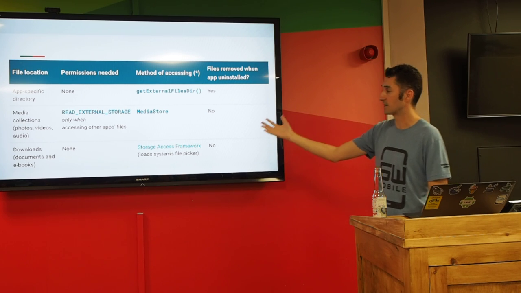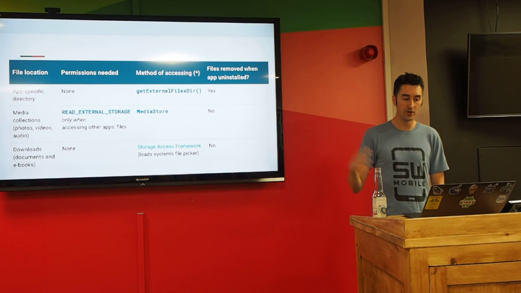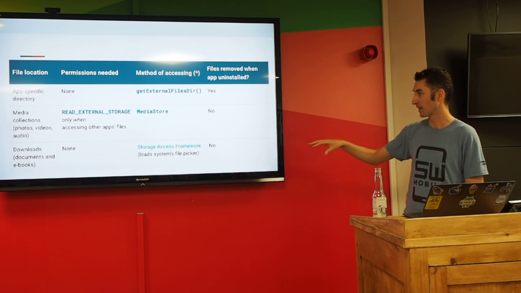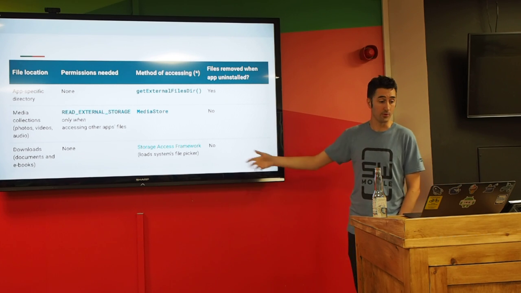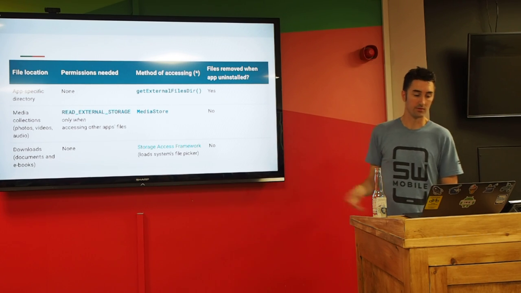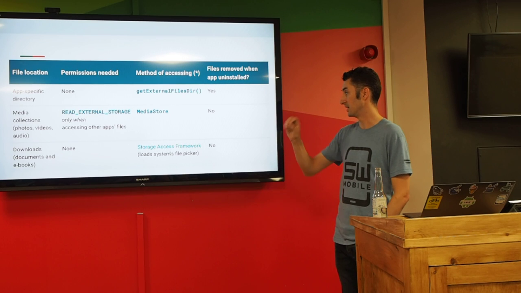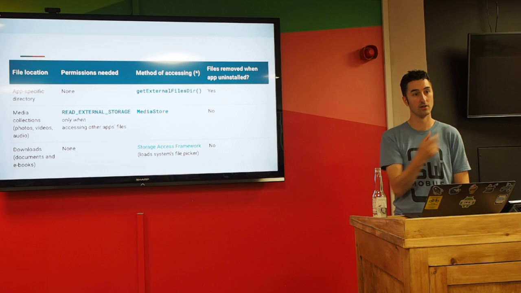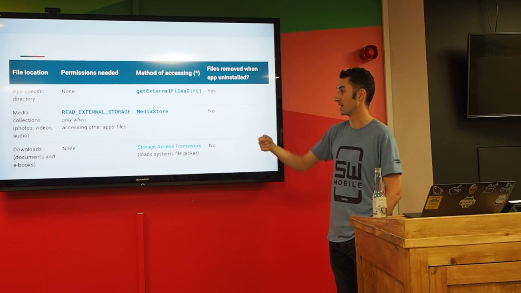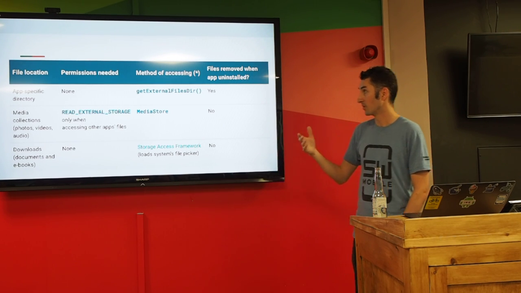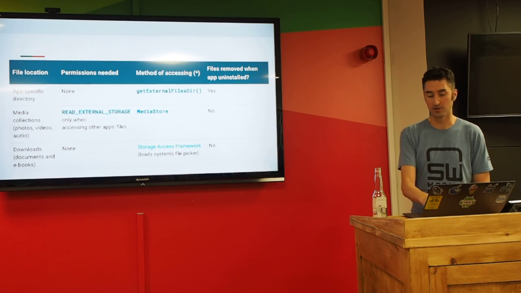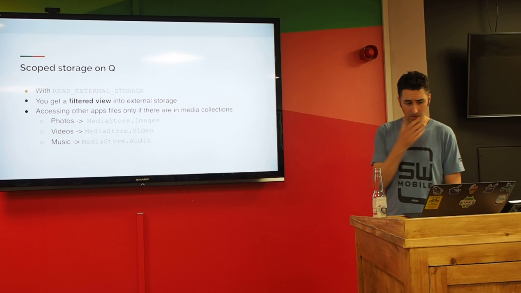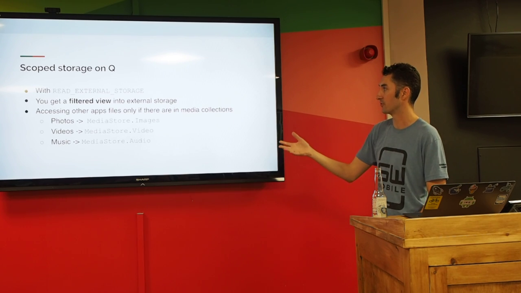The other thing, if you were accessing downloads, there's no direct access to these anymore. You need to use the storage access framework. And for those who haven't used it before, it's really simple. You fire off an intent effectively, you use a system file picker to do that, and you get a URI back to that file, and you get temporary permission to access that file. So it's changed quite a bit, and this sort of change is called scoped storage, and you get a filtered view on the external storage.